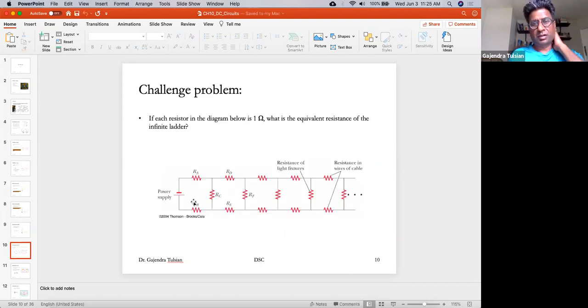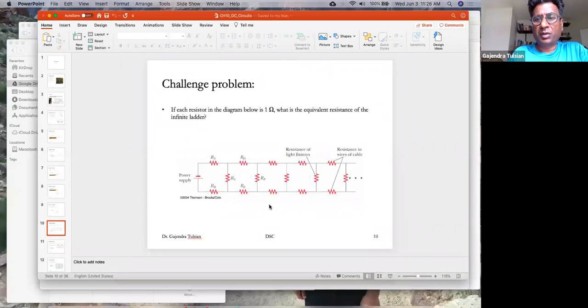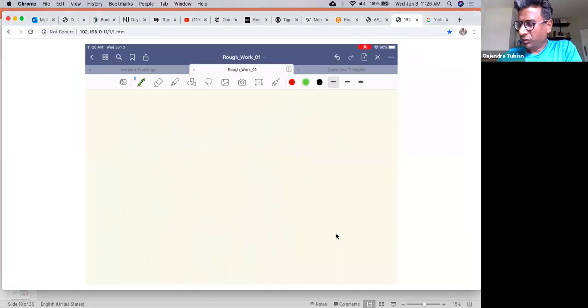All right, so now here's a fun problem. It's a rather interesting problem. So imagine an infinite ladder of resistors and assume each one of them is 1 ohm. Try and find what is the equivalent resistance of this infinite ladder. Again, let me draw this for you guys just to make sure you understand this.